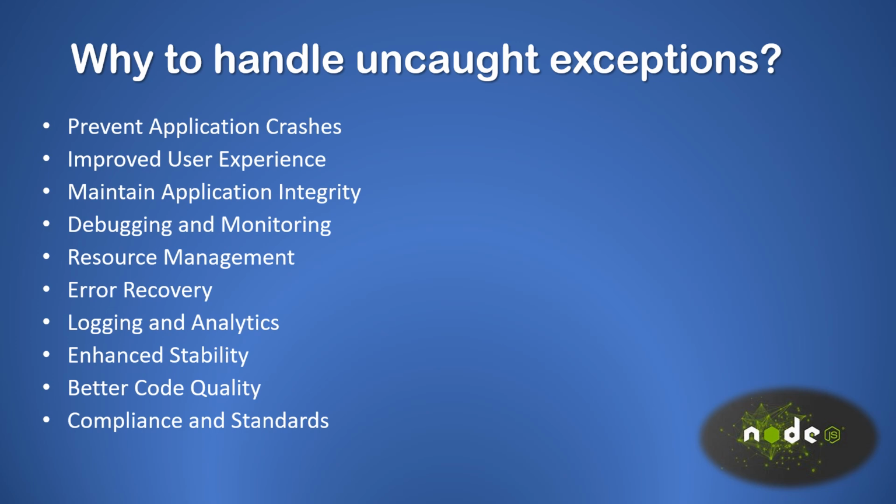Better code quality: implementing robust error handling practices leads to cleaner, more maintainable code, making it easier for developers to understand and manage error scenarios. And the last one is compliance and standards. For applications in regulated industries or any industries, handling exceptions gracefully may be required for compliance with industry standards and best practices. So these are the key reasons to handle errors or exceptions, right?